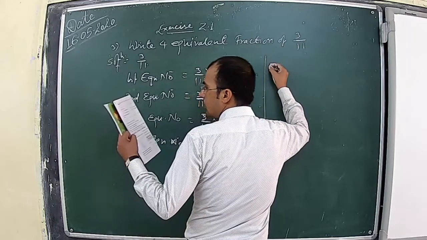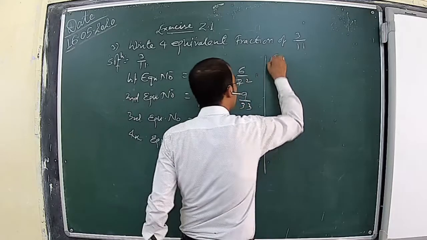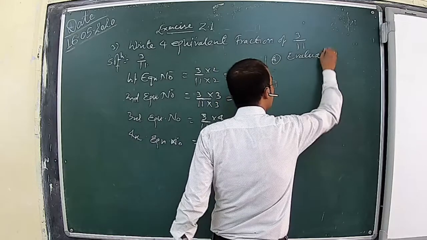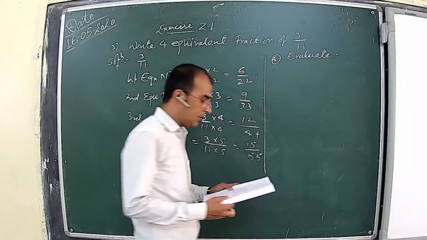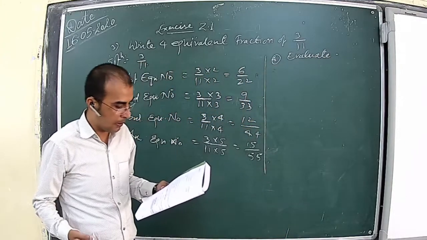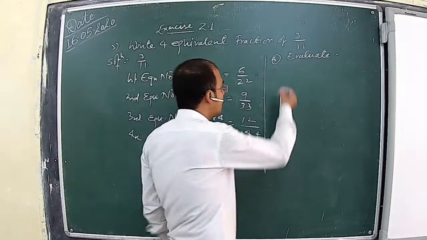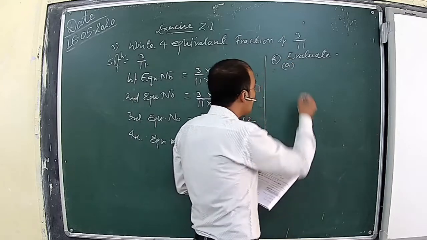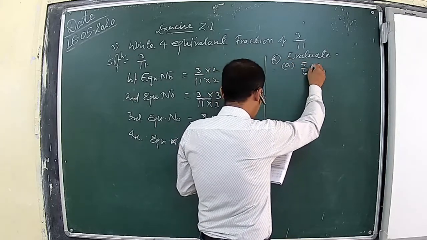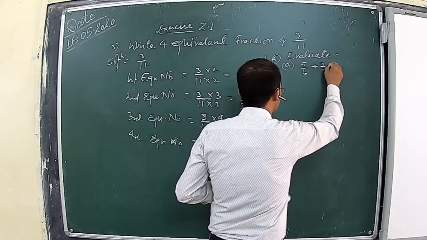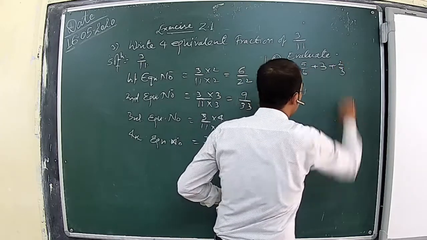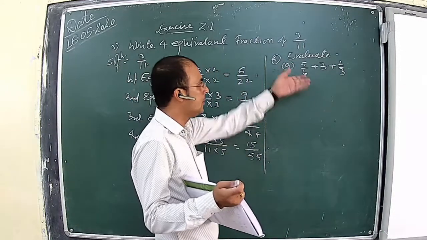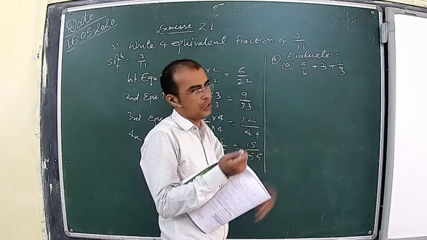Question number 4. Evaluate the following. There are 5 parts, and for the first part I am taking 5 by 6 plus 3 plus 2 by 3. Is it clear? This is the question. You have to evaluate, you have to solve, you have to find the value of this. It means you will solve this question.